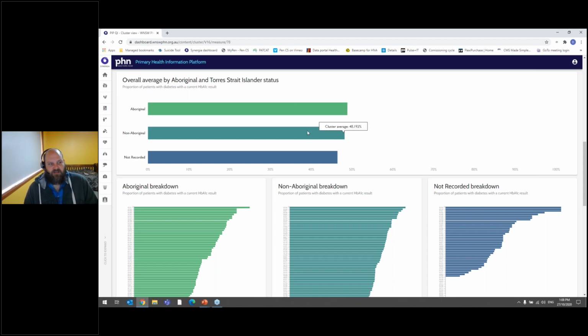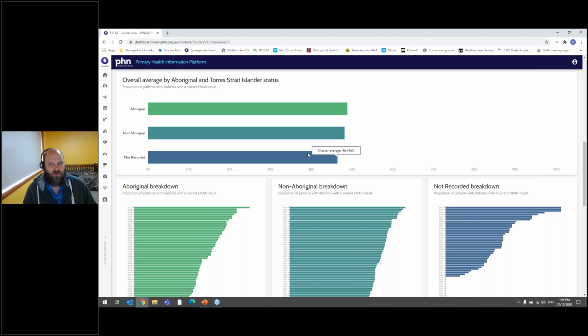Whereas here we can see that for the population that have type 2 diabetes where we know that they're non-Aboriginal, 48% of them have had a HbA1c in the last 12 months. And finally, where we don't have a status recorded at all, this is the proportion of those patients that have had HbA1c over the last 12 months.